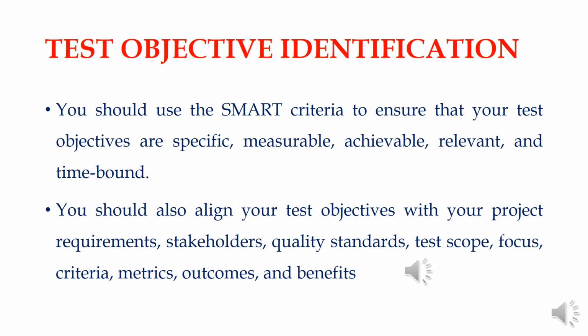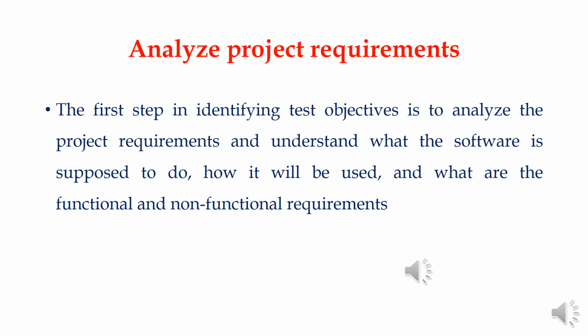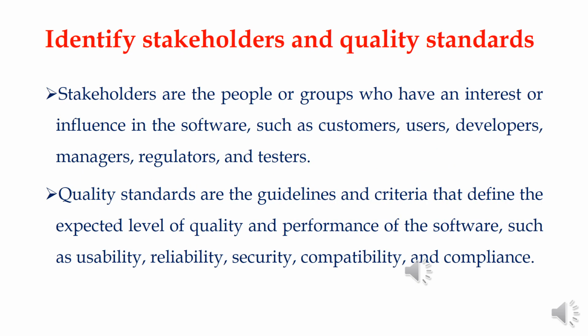You should also align your test objective with your project requirements, stakeholders, quality standards, test scope, focus, criteria, metrics, outcomes, and analyze the project requirements. So, understand what the software is supposed to do, how it will be used, and what the functional and non-functional requirements are. Identify stakeholders and quality standards. Stakeholders are the people or groups who have an interest or influence in the software, such as customers, users, developers, managers, regulators, and testers.